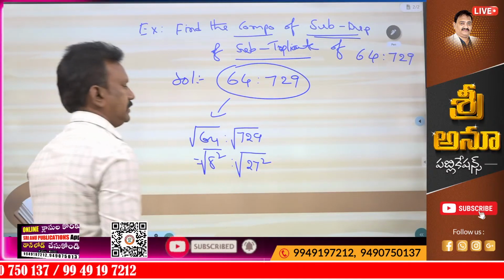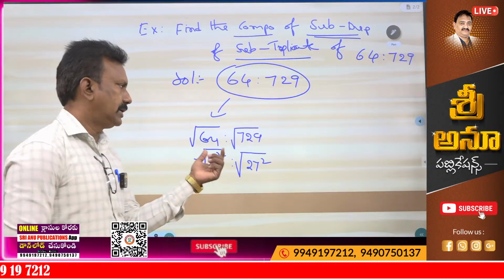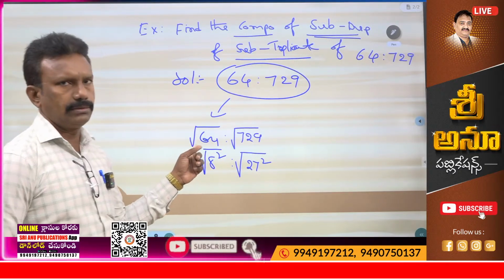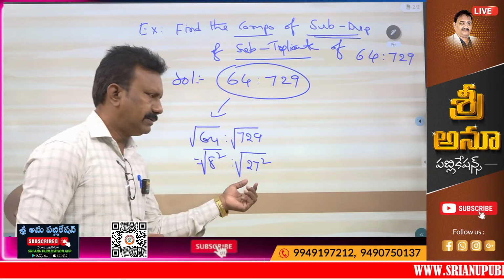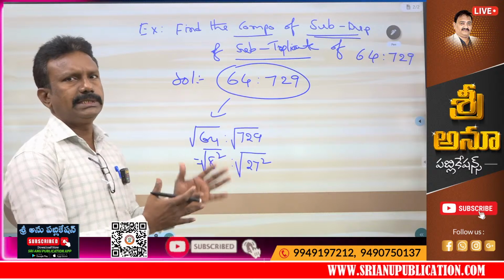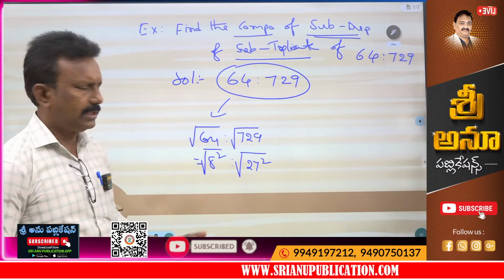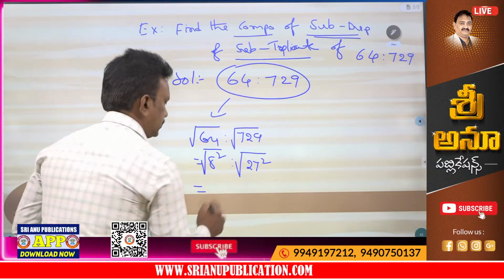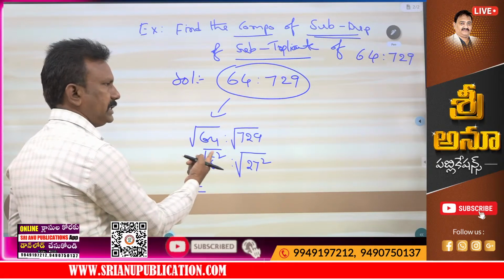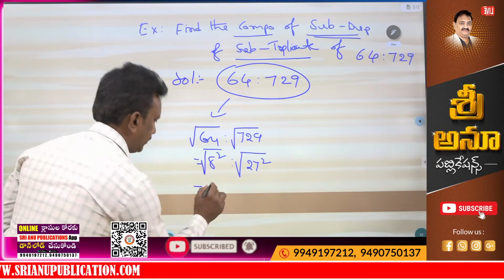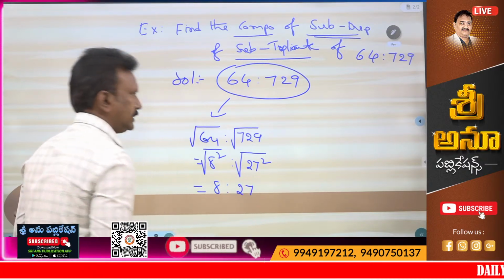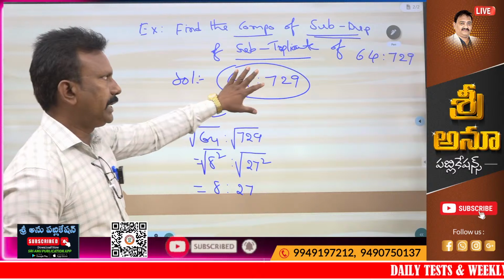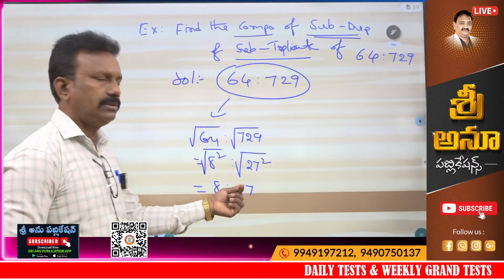64 is 8 square, and 729 is 27 square. Let us check the product: 8 into 8 is 64, and 27 into 27 is 729. Okay, good. Now write the cancellations: square root and squares will cancel. The final answer is 8 is to 27. So the subduplicate ratio of the given ratio is 8 is to 27.